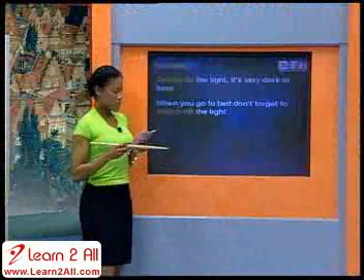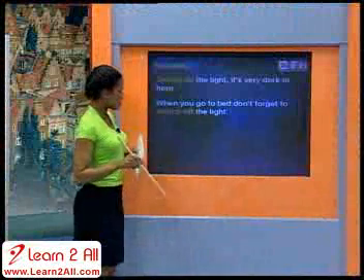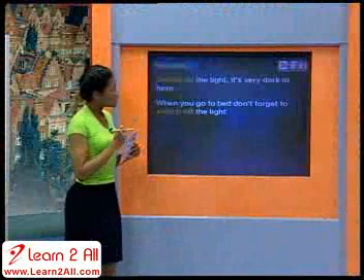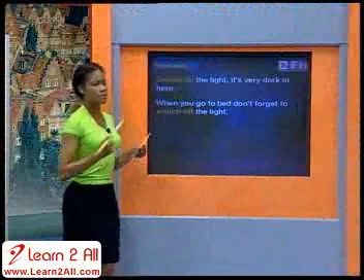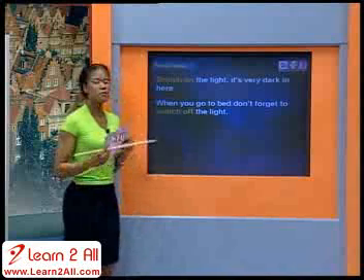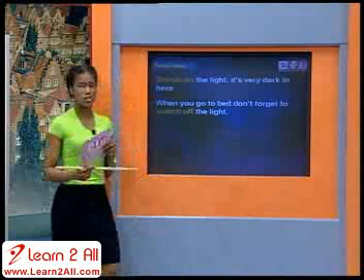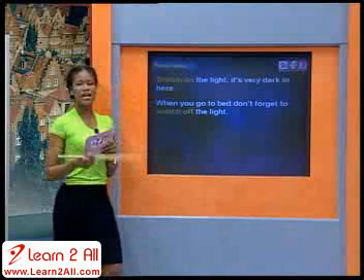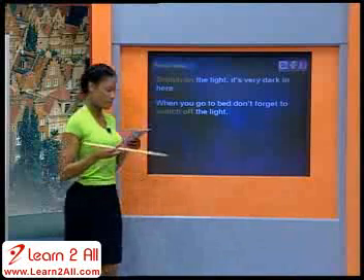Okay, Anna, what do you think this sentence means? When you go to bed, don't forget to switch off the light. I think that it means the opposite of switch on. So it means turn the lights so that the light will stop. Yes, switch off means the opposite of switch on. And we can also say turn off the light.